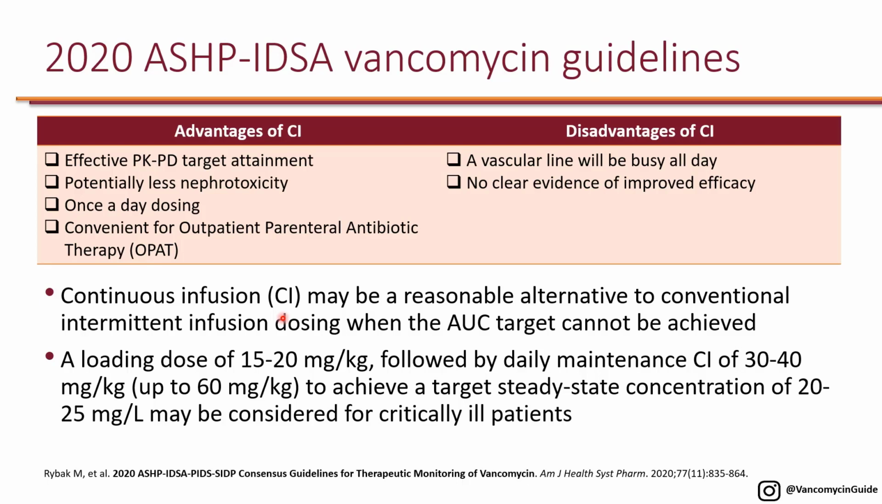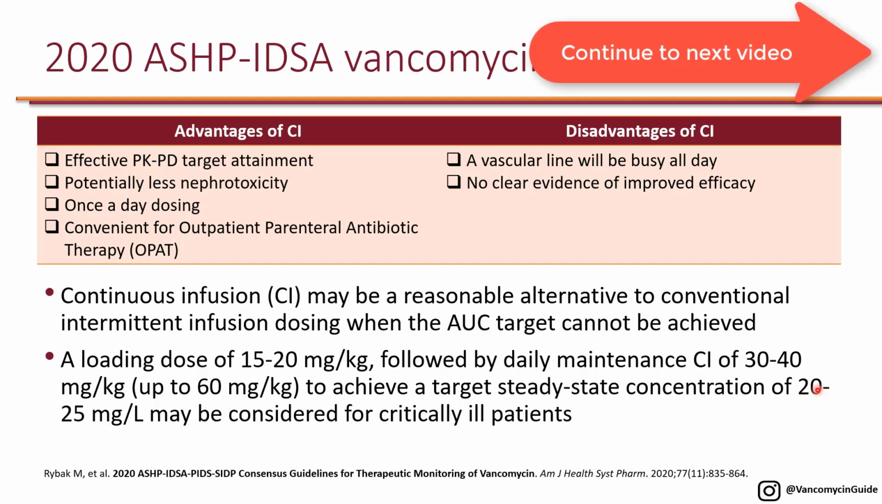If so, especially in critically ill patients, a loading dose of 15 to 20 milligram per kilo is recommended, followed by a daily maintenance continuous infusion of 30 to 40 milligram per kilo. And this is to achieve a steady state level of between 20 to 25 milligram per liter. And this doesn't matter once you're at steady state. It doesn't matter if it's a random level because your peak, trough, and random are the same level.